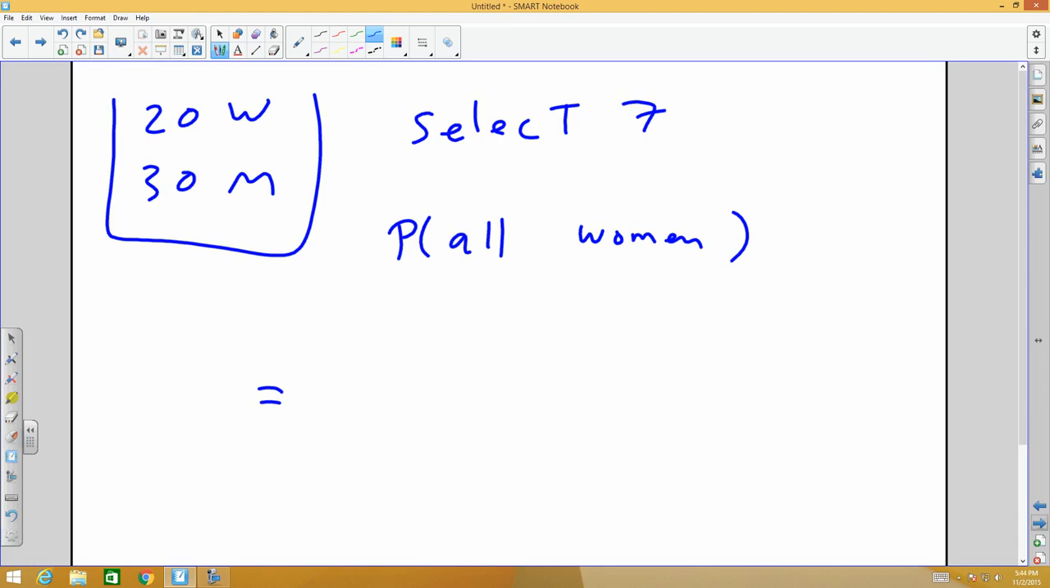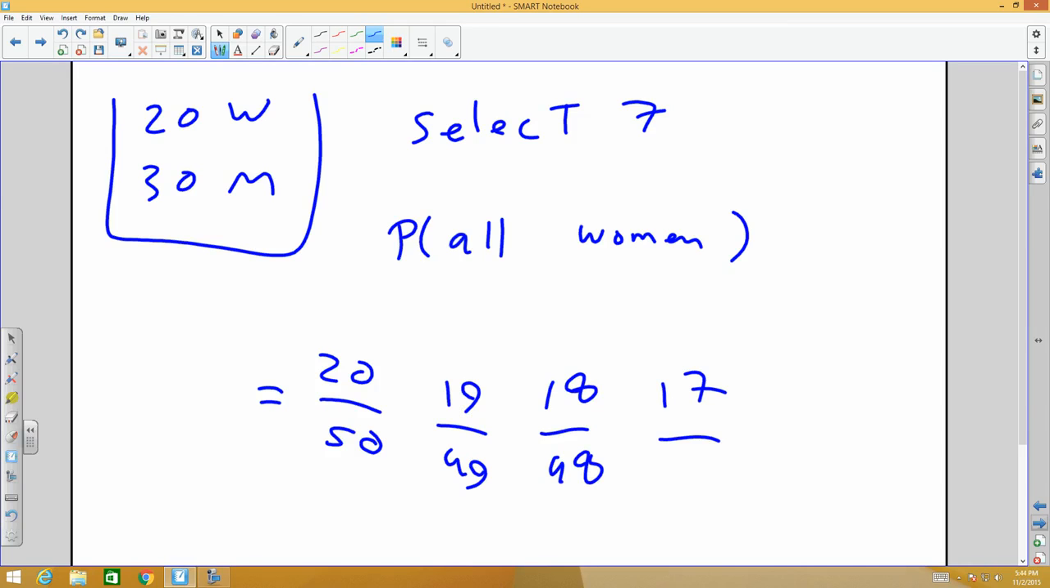No. You always answer so quickly. Think one by one. The first guy selected, what's the chance it is women? 20 over 50. The second one selected will be women, 19 over 49, because it keeps reducing, right? And then keep reducing, because every time you select 18 over 48, and then 17 over 47. How many of these? 7.